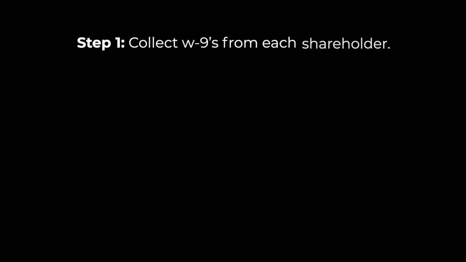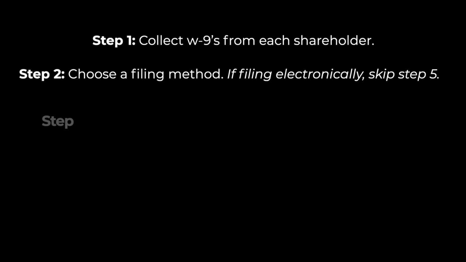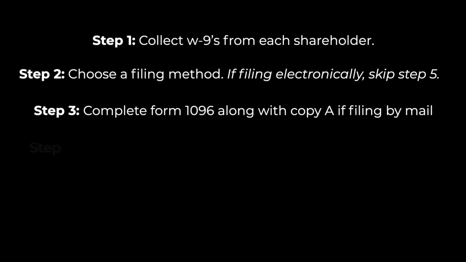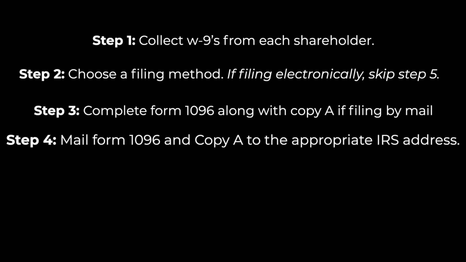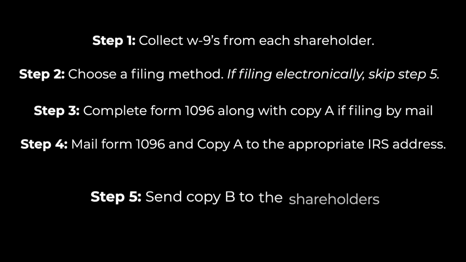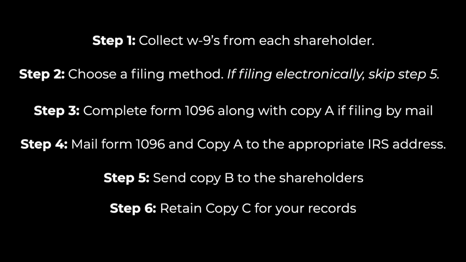Step 1. Collect W-9s from each shareholder. Step 2. Choose a filing method. If filing electronically, skip Step 5. Step 3. Complete Form 1096 along with copy A if filing by mail. Step 4. Mail Form 1096 and copy A to the appropriate IRS address. Step 5. Send copy B to the shareholders. Step 6. Retain copy C for your records.